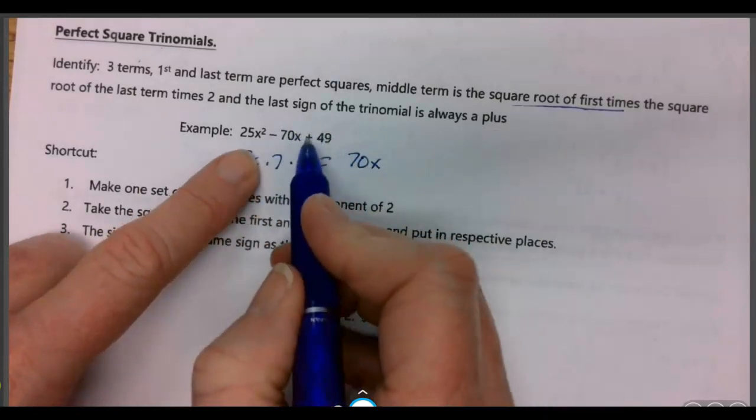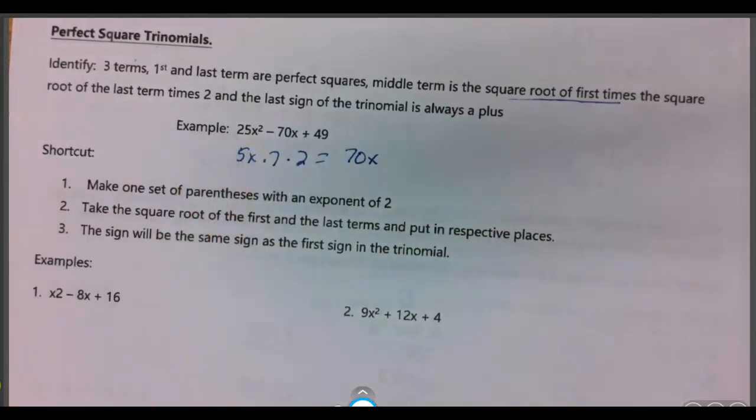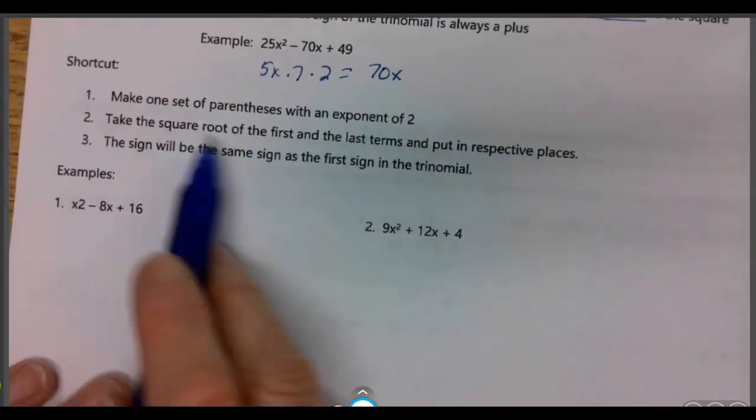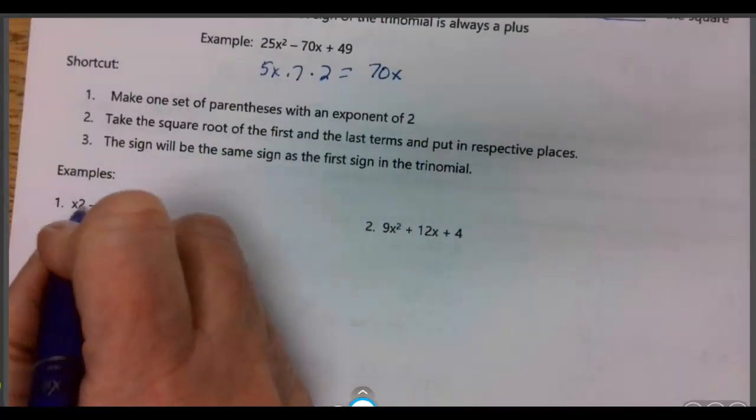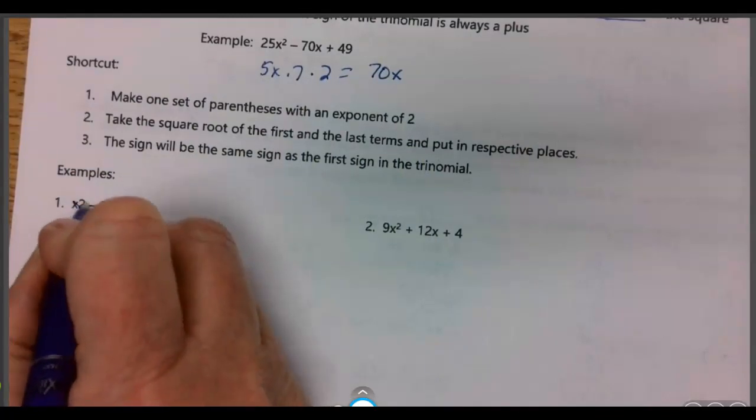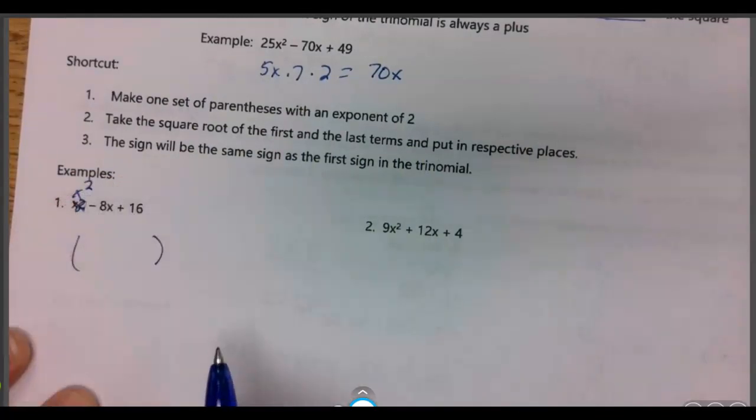So, and the last sign is a plus. This one has to be a plus in order for it to be factored this way. We can factor it. Now the shortcut is awesome. Okay, we make one set of parentheses. Well, first we rewrite this problem. This should be an x squared.